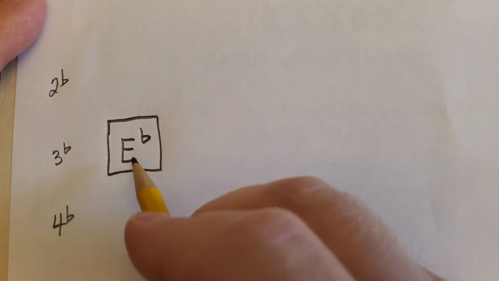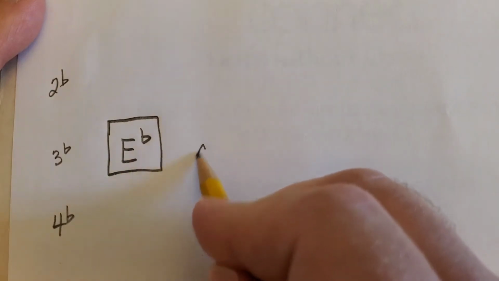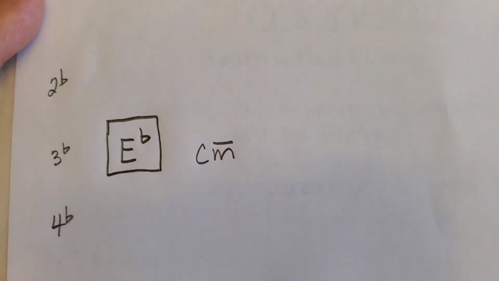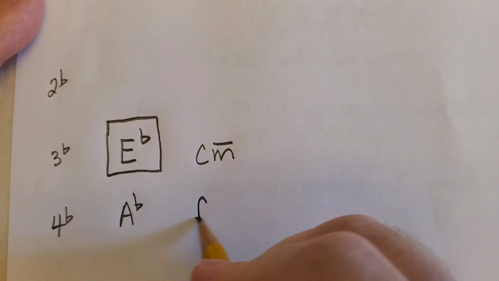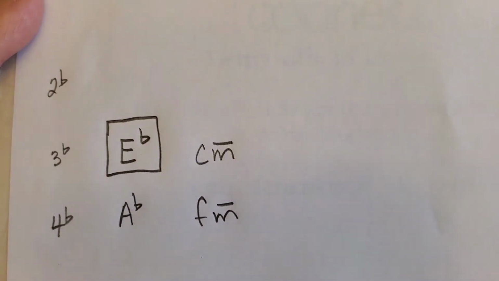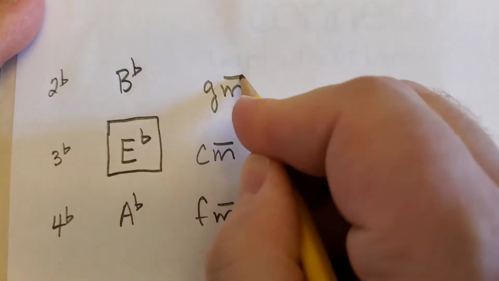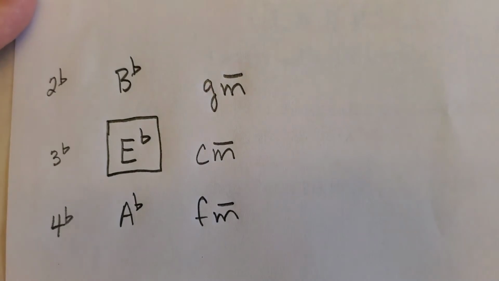Keys with 3 flats include the home key of E flat major and C minor, the relative key. Keys with 4 flats include A flat major and F minor. And keys with 2 flats would be B flat major and G minor. Okay, so those are the closely related keys to E flat major.